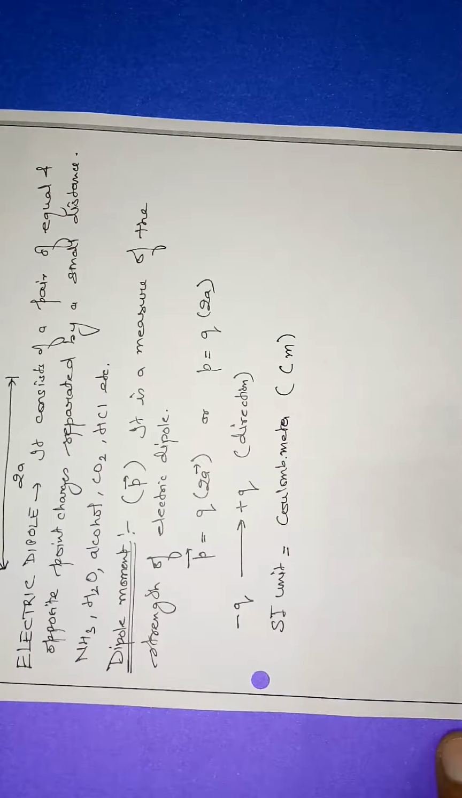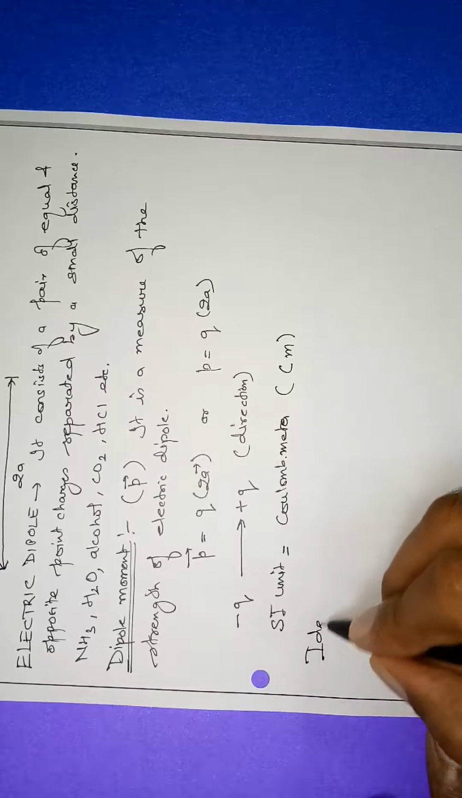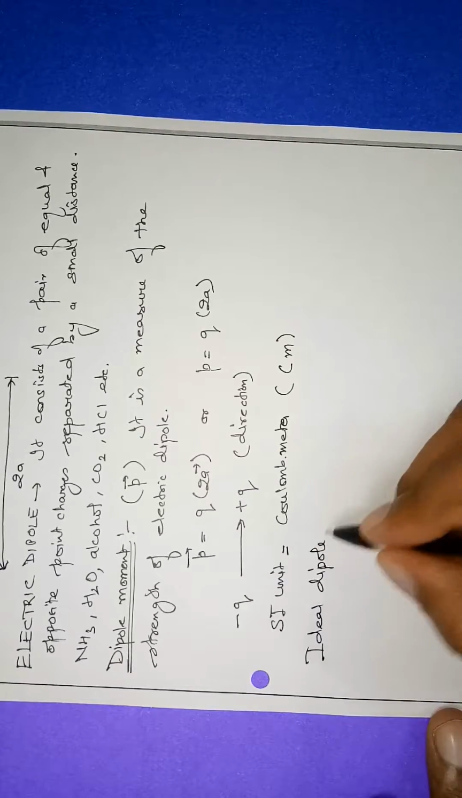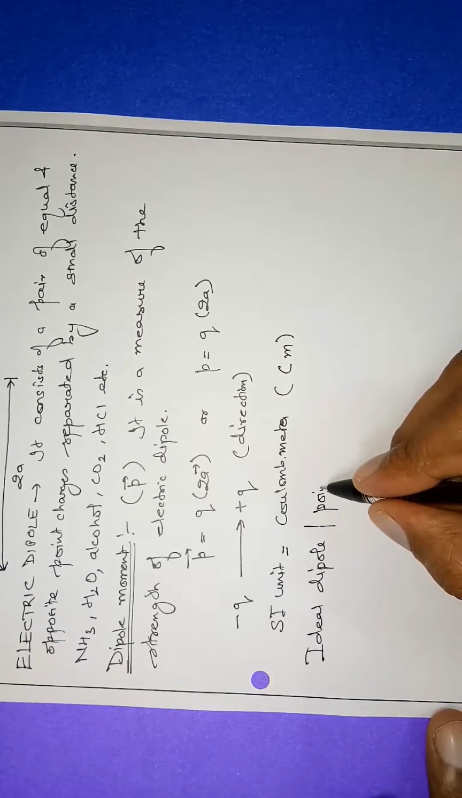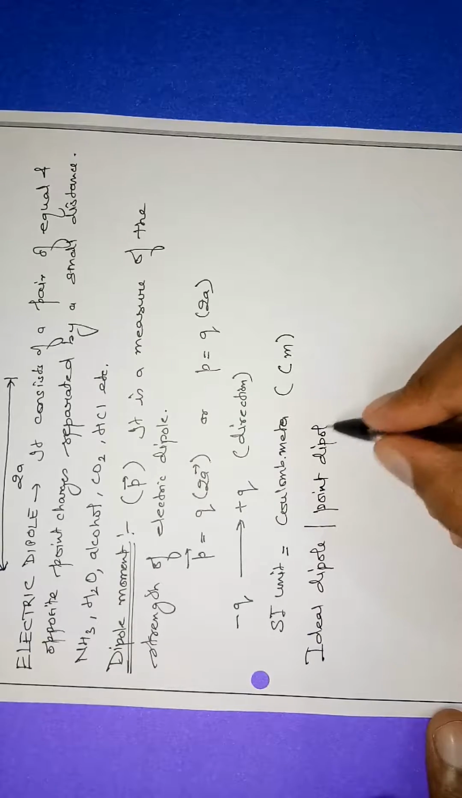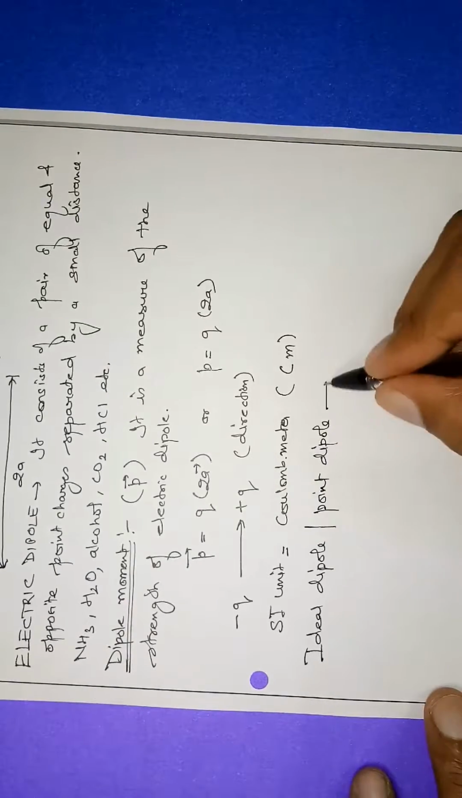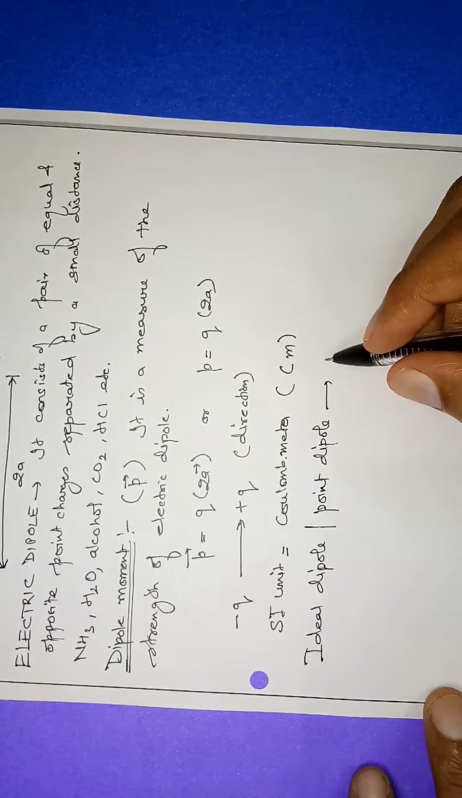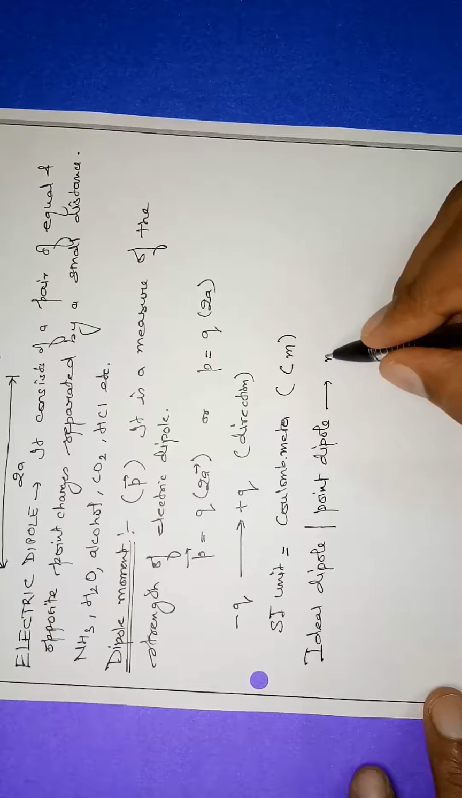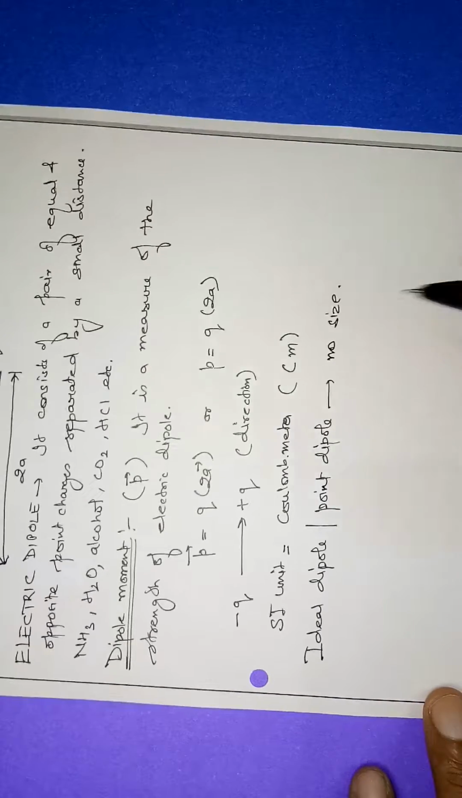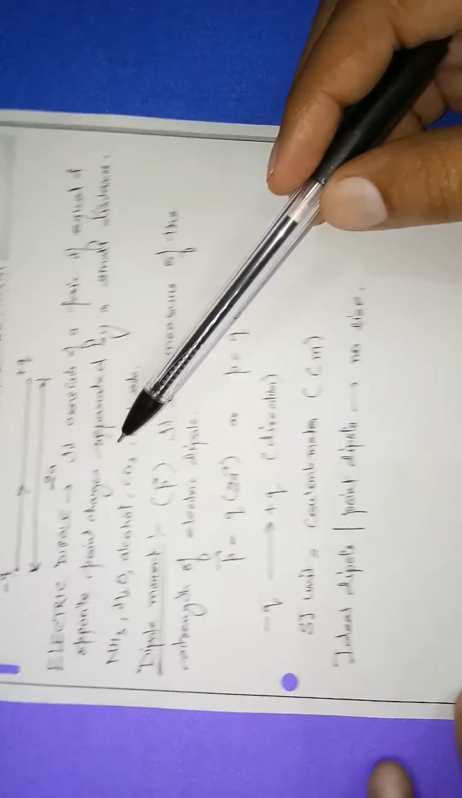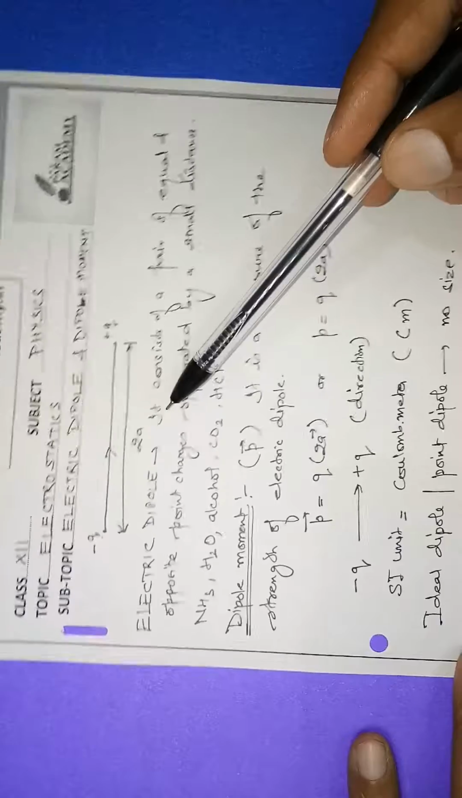Now when the quantity of charge becomes larger and larger and the distance becomes smaller and smaller, you will get the ideal dipole or the point dipole. An ideal dipole or point dipole is a dipole having almost no size, a zero size. So till now we have the definition of the electric dipole.